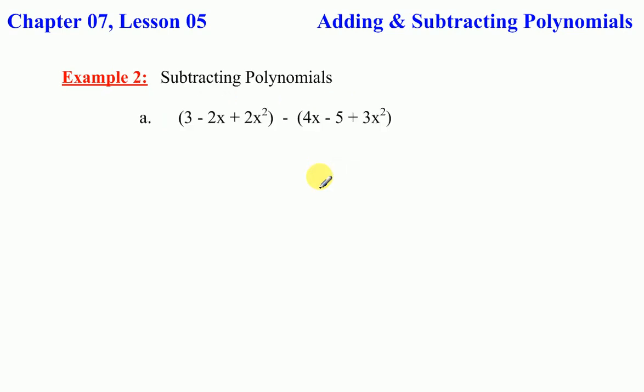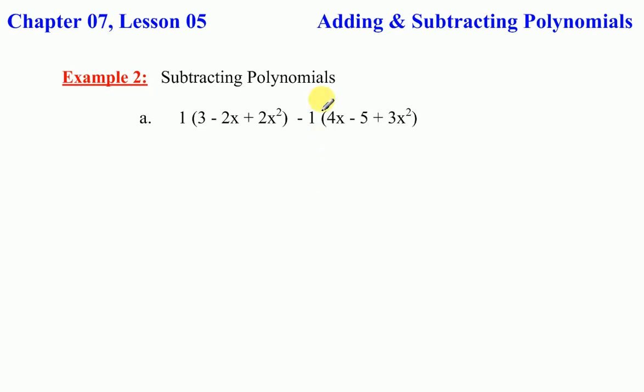Now, if I'm subtracting polynomials, it's almost as easy. There's just one thing to pay attention to. Remember, there's no number in front of the parentheses. There's technically a 1 there, which means now I have to multiply this negative 1 with everything inside the parentheses.